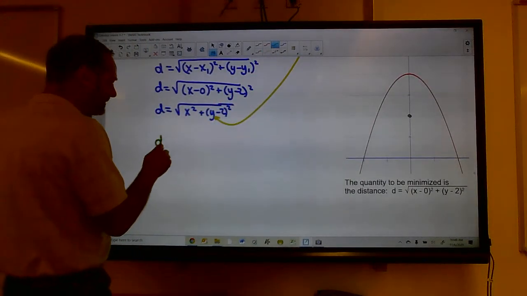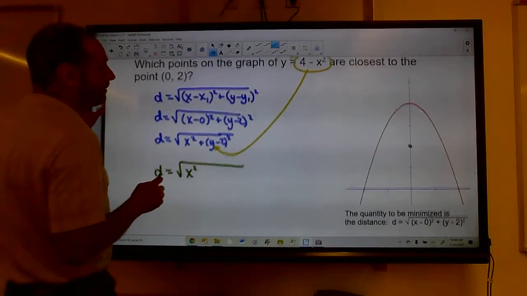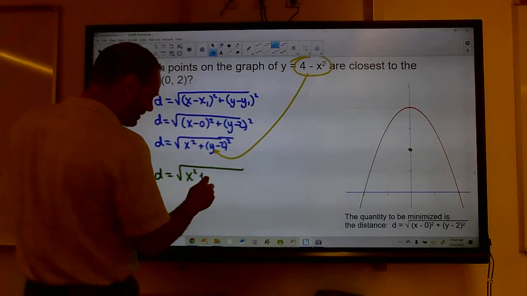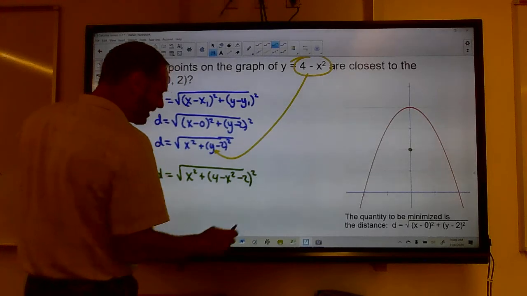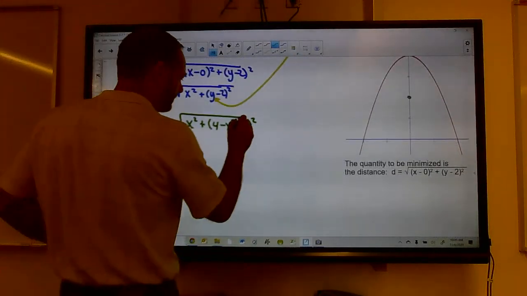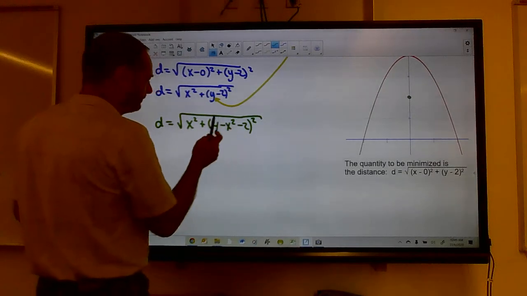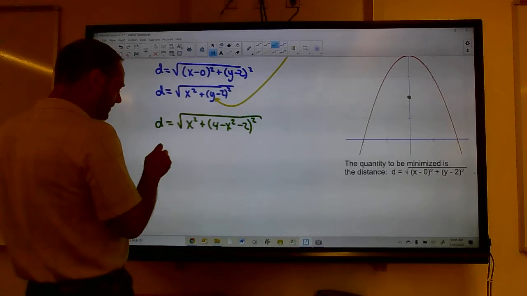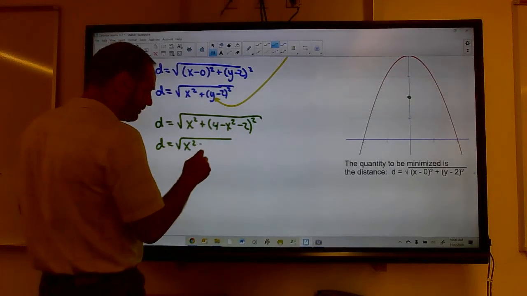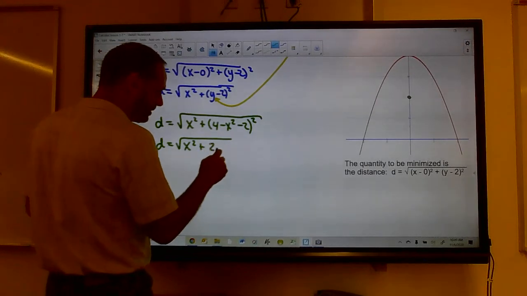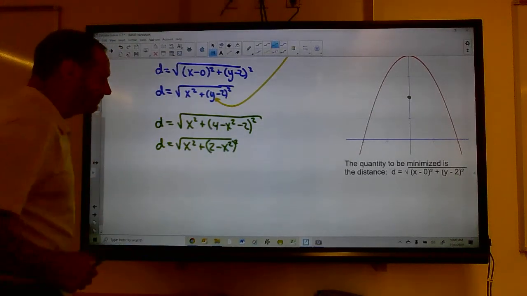And now I'm going to get d equals the square root of x squared plus (4 minus x squared minus 2) squared. Okay, because this is my y right here. So d equals the square root of x squared plus (2 minus x squared) squared, because I combined my 4 and my negative 2.